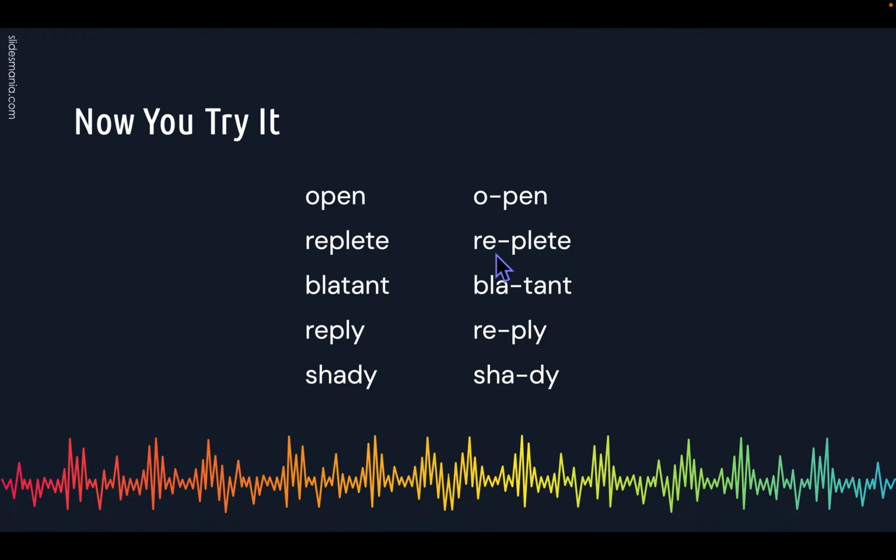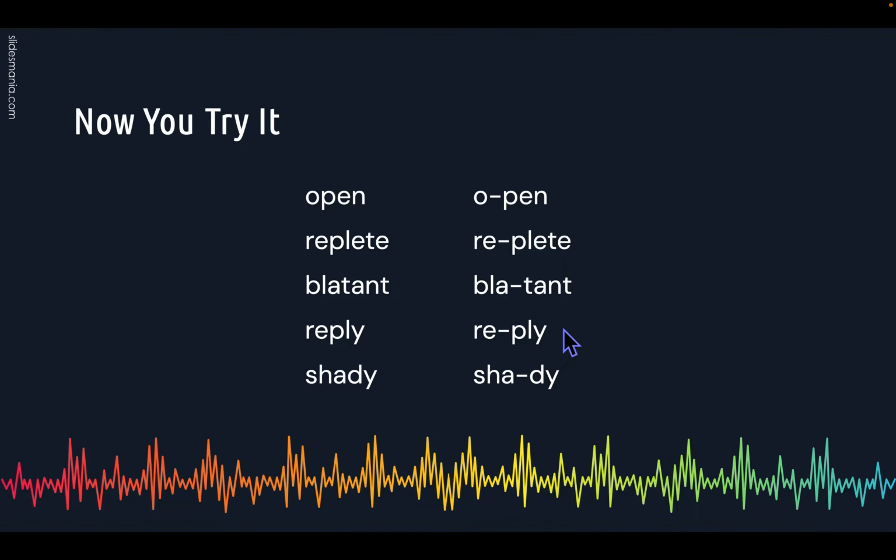We're going to divide after a vowel before a single consonant or this consonant blend. We will cover the blends in another rule. Vowels ending the syllables, we will try the long sound first. Open, replete, blatant, reply, shady.